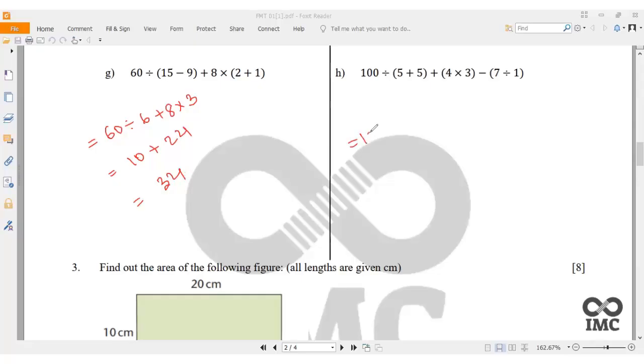H. 100 divided by 5 plus 5, that will be 10 plus 4 threes are 12 minus 7 divided by 1, that will be 7. Now we need to do the division. 100 divided by 10 will be 10 plus 12 minus 7. Now 10 plus 12, that will be 22. 22 minus 7, so answer will be 15. Here answer G 34, H 15.